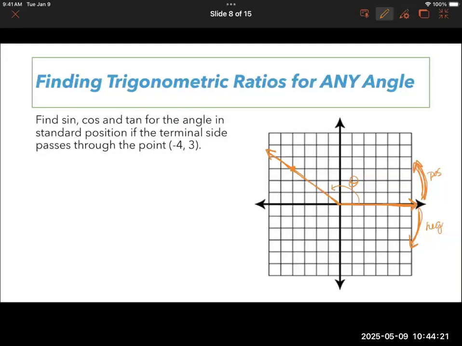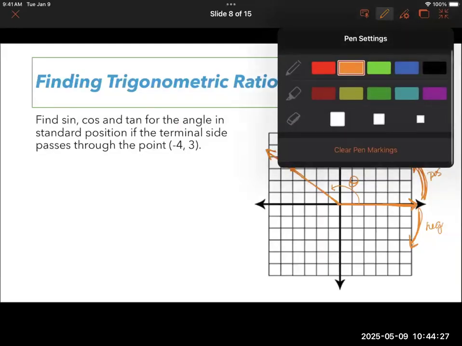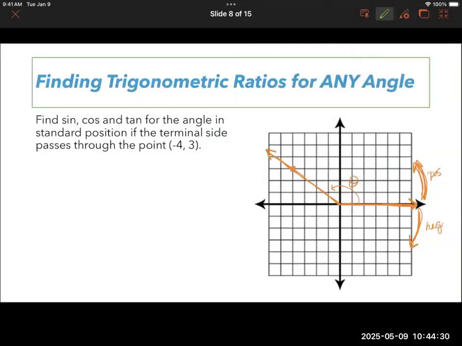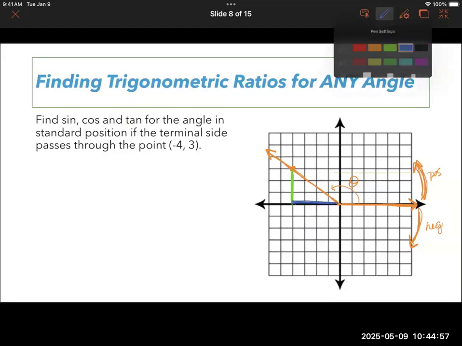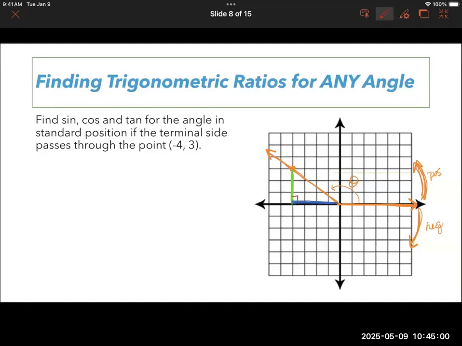So if this is the angle, what we want to do is create a right triangle because we know how to do the trig of right triangles. And we're going to do that from this point by dropping down a perpendicular line to the x-axis. You always make your perpendicular line from the point to the x-axis. And that creates, with the x-axis, a right triangle. And so now we can apply our right triangle knowledge.